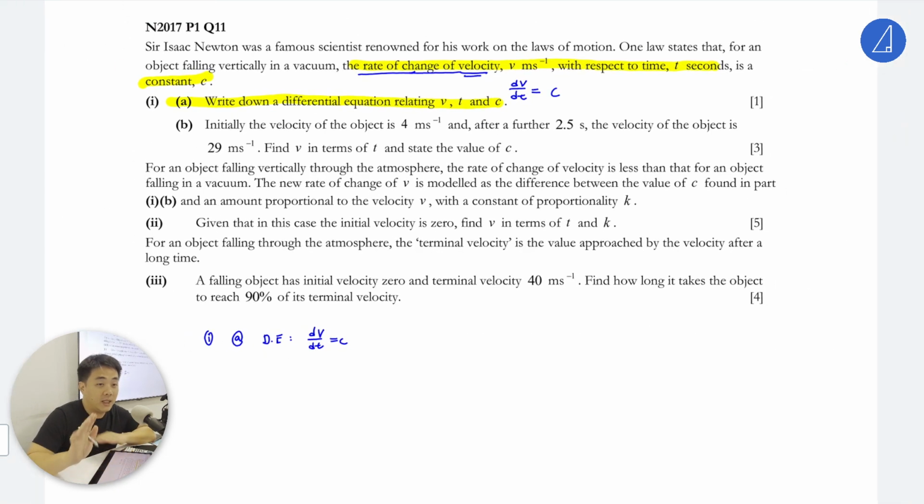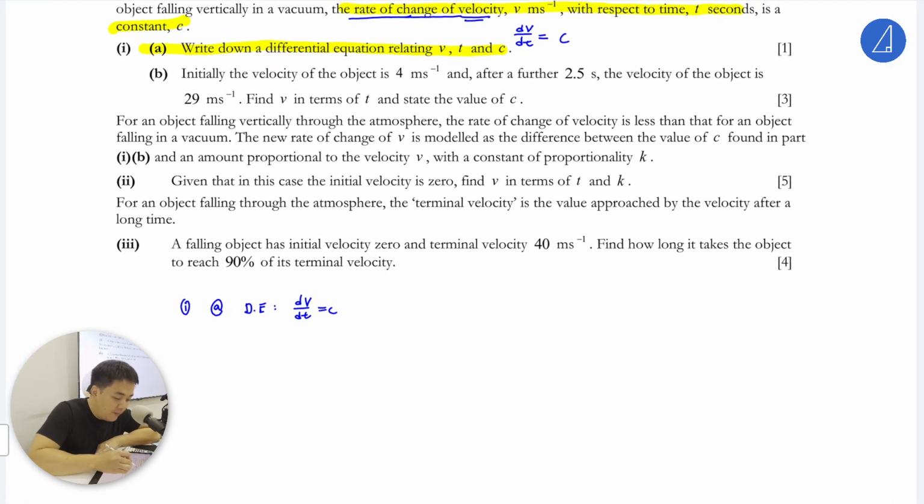That's why in physics, definition is important, because with one definition you can set up an equation. So initially the velocity of the object is 4 meters per second, and after a further 2.5 seconds, the velocity of the object is 29. So at t = 2.5, v is 29. Find v in terms of t and the value of c.